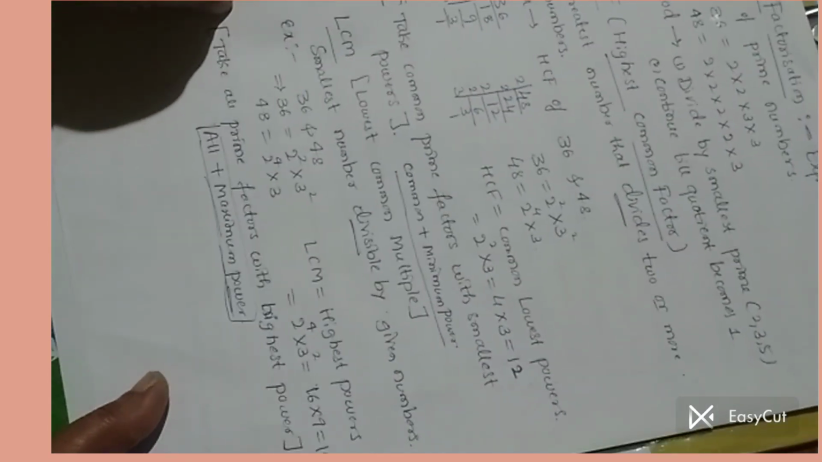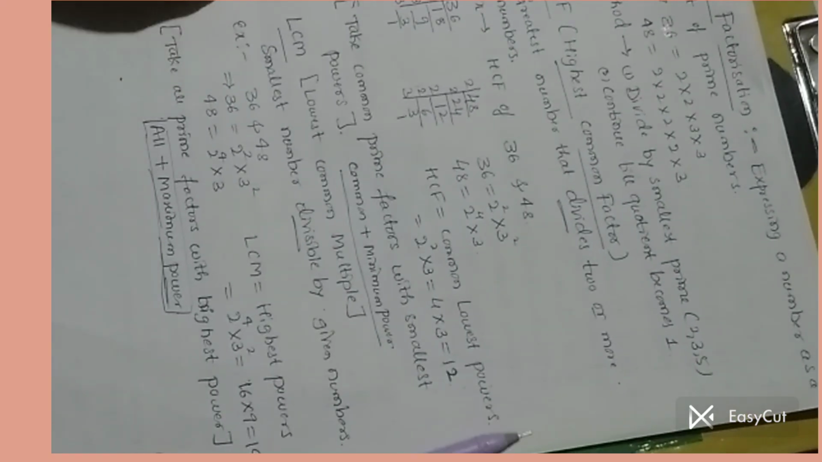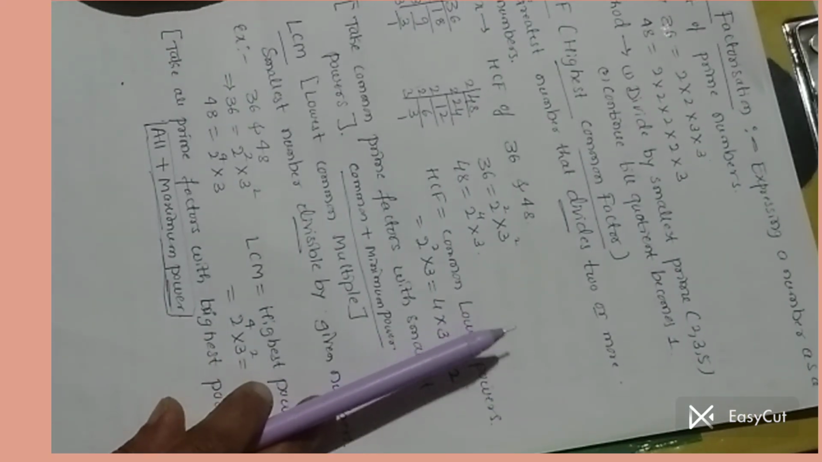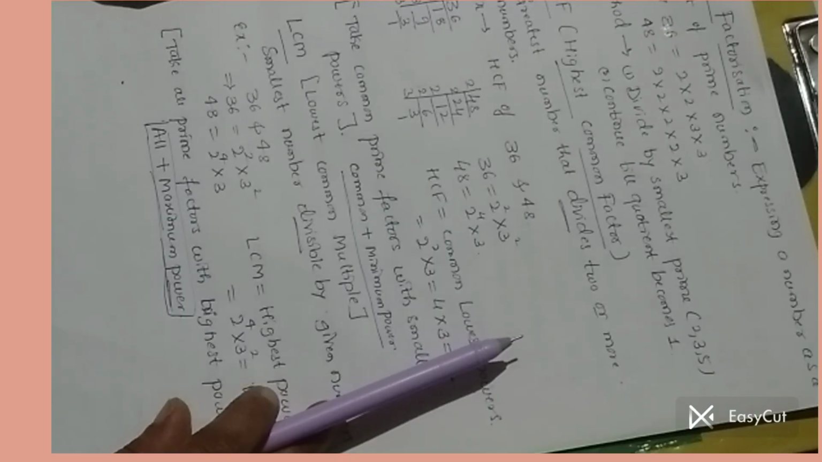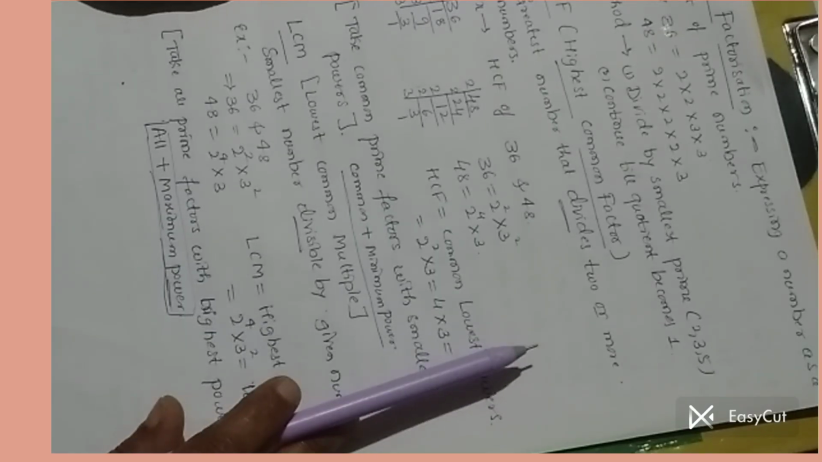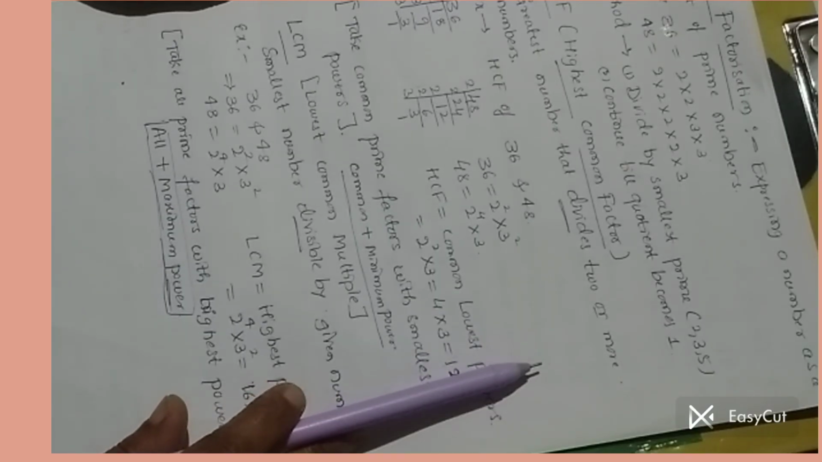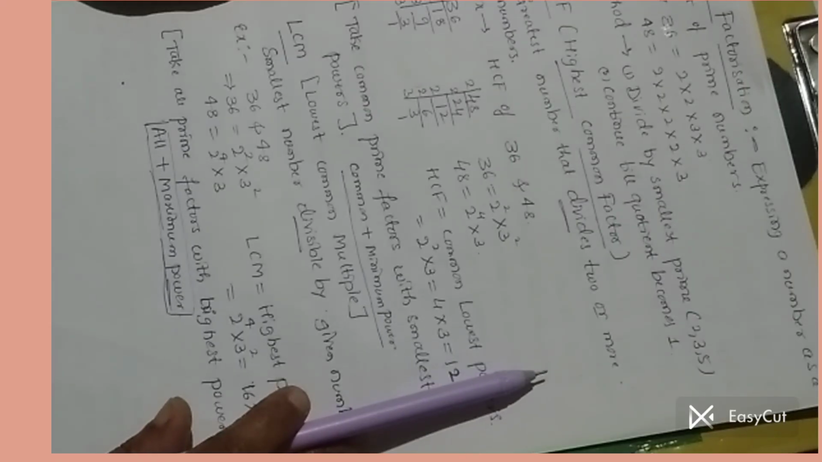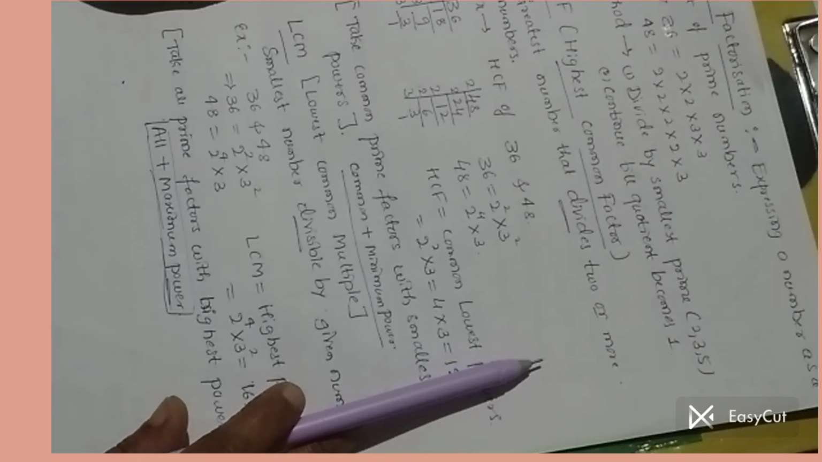So let us discuss prime factorization. It is a very important concept in this chapter. First we should know what prime numbers are. Prime numbers means the numbers having only two factors, 1 and the number itself. It means the numbers are divisible by 1 and by that number itself. They are called prime numbers. For example, 2, 3, 5.